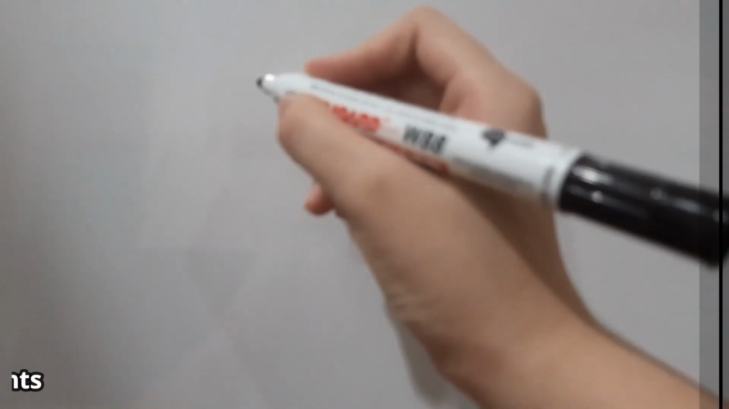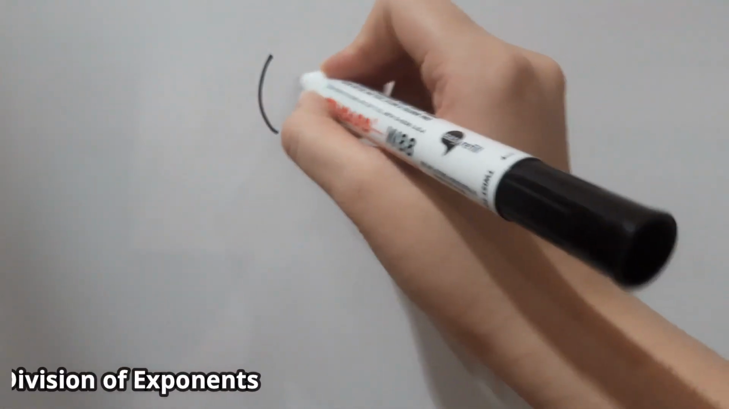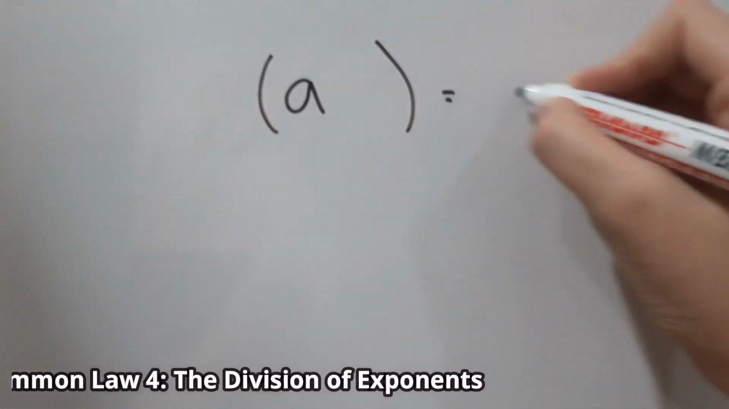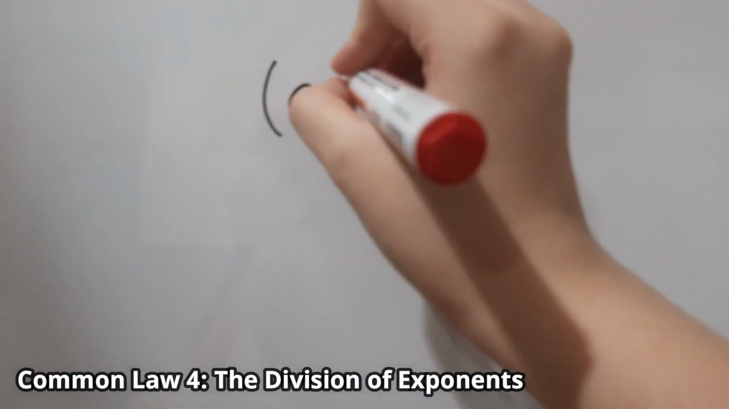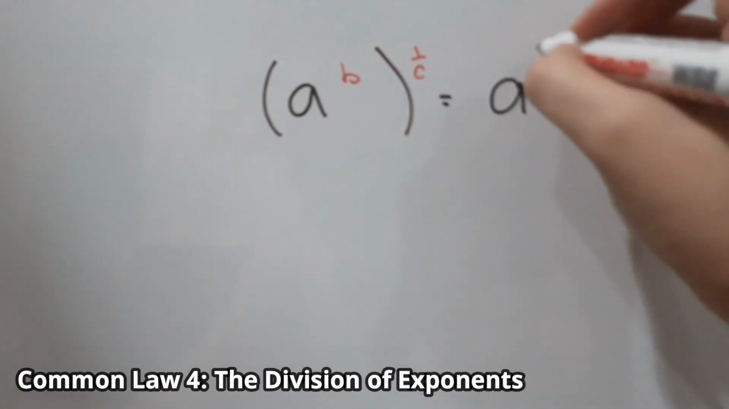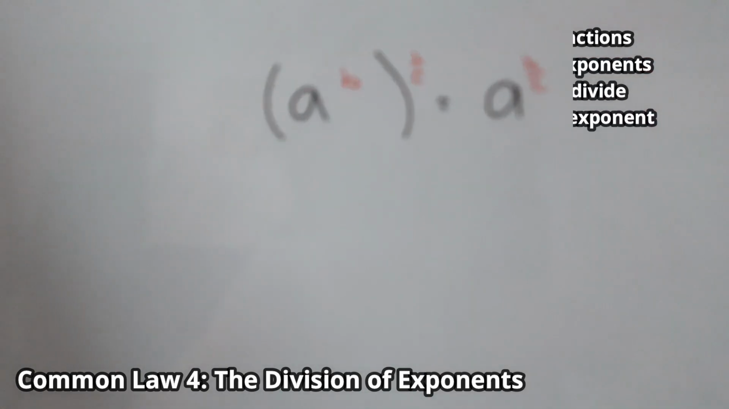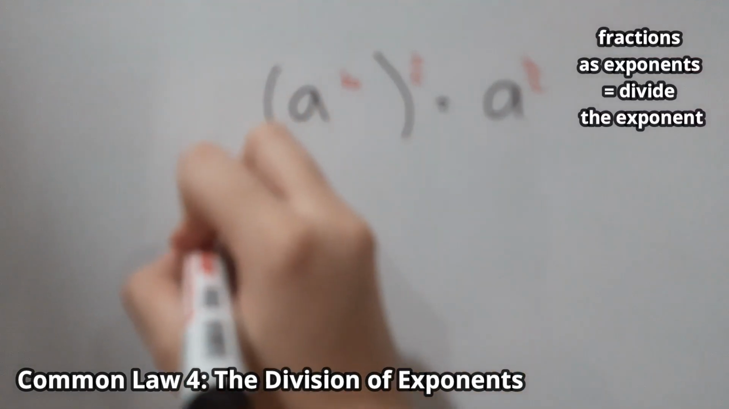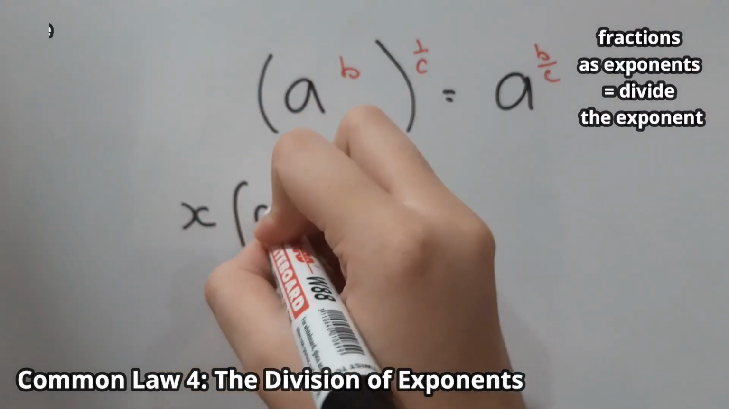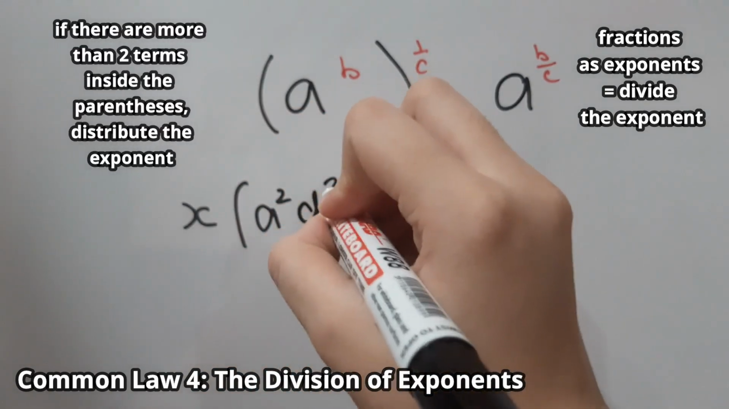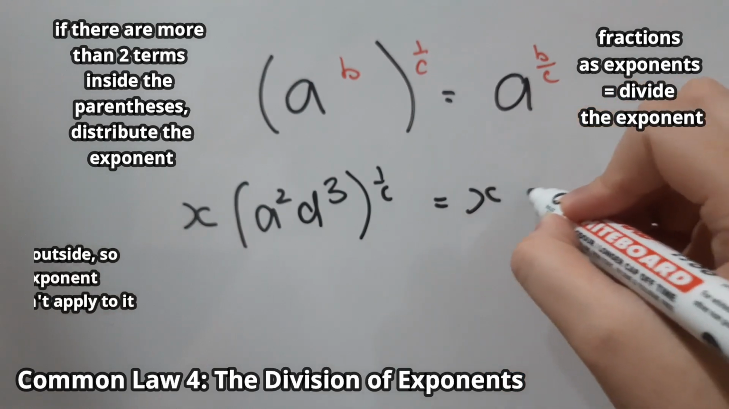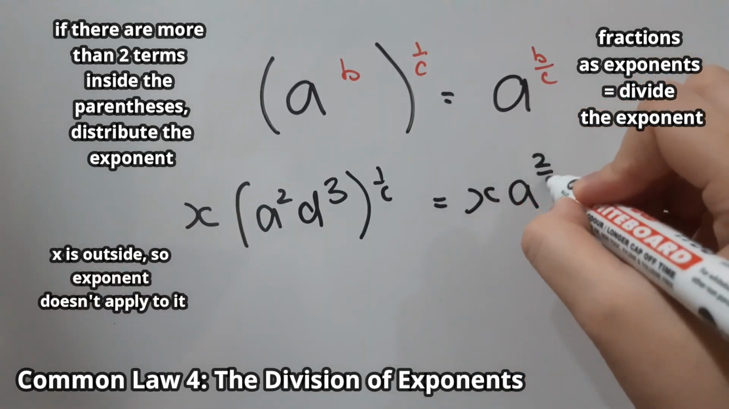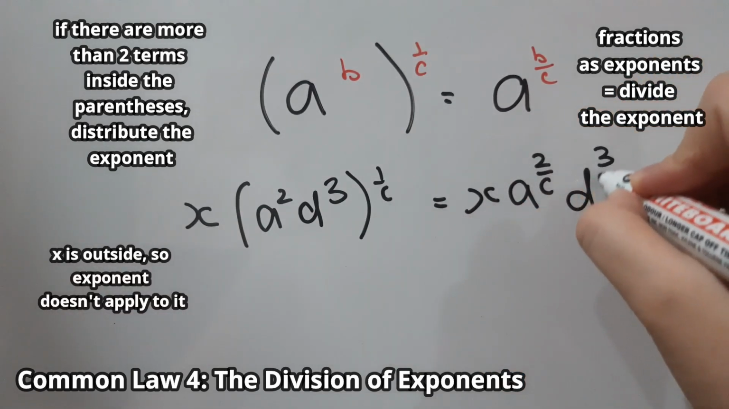Common Law 4. Division of powers. Similar to the previous law, the set of parentheses represent until which term the exponent outside affects. Division isn't very commonly written. However, if you see fractions as exponents, it means to divide the exponent. You distribute that fraction, multiplying them to the terms inside the parentheses. Any terms outside the parentheses are not affected, meaning you shouldn't apply that exponent onto it.